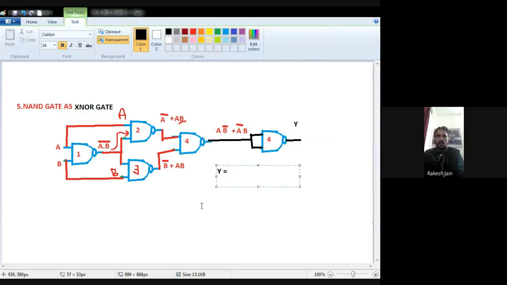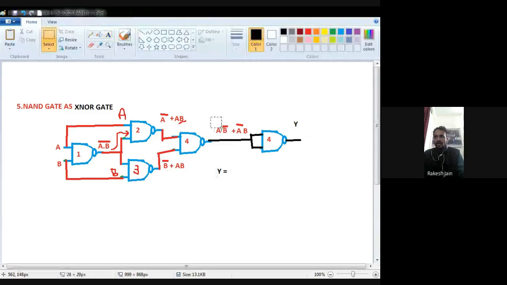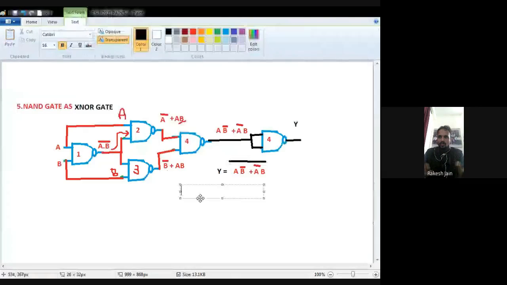So what is the input? Input is AB bar plus A bar B. Okay. So what is the output? Output is the bar of this input. Now see very carefully and we will find out the answer. Now apply the De Morgan theorem. So what is the De Morgan theorem? If two things are there with a plus sign having a bar, the plus will be converted into a multiplication dot sign, and individually both the things will have a bar.